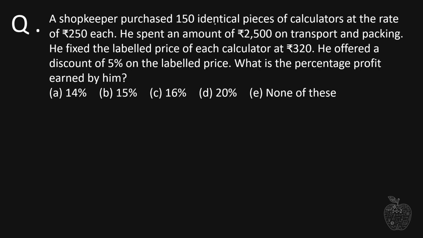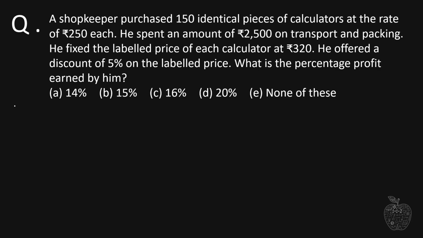A shopkeeper purchased 150 identical pieces of calculator at a rate of 250 rupees each. He spent an amount of 2500 on transport and packaging. He fixed the label price of each calculator at 320 rupees. He offered a discount of 5% on the label price. What is the profit percent earned by him?